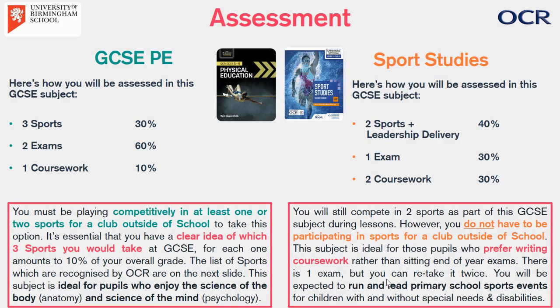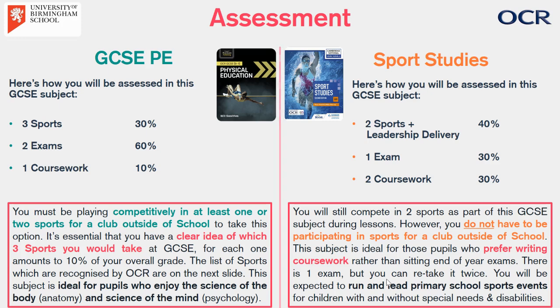Now, assessment for both of these. GCSE PE is assessed. You'll take 3 sports. That will be 30%. So each one sport is 10%. Okay, 2 exams, and they will be sat at the end of year 11, and that amounts to 60%. And then you'll do 1 written coursework piece, which weights to 10%.